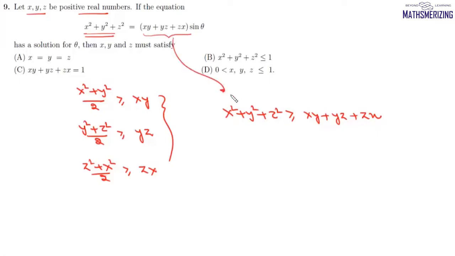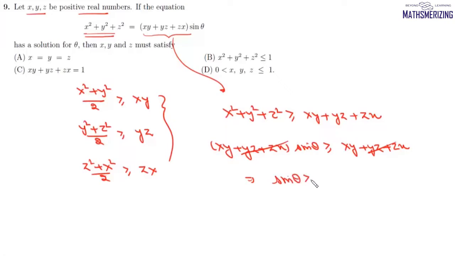So we put this value here, we can write (xy + yz + zx) sin θ will be greater than or equal to xy + yz + zx. Now since x, y and z are positive numbers, we'll get this condition that sin θ is greater than or equal to 1. Now we know that sin θ is always less than or equal to 1. So this equation is possible if and only if the value of sin θ is 1.